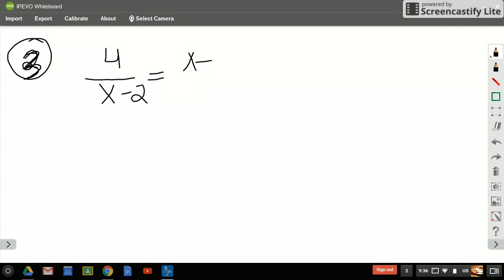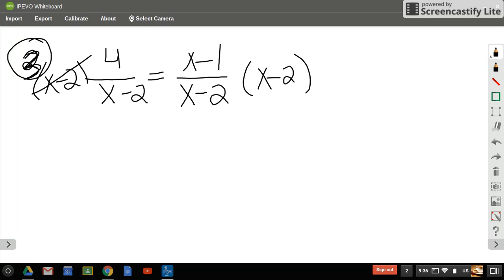And I want to show you a shortcut in case you find that you have a problem with this, this is number 3. If you have a problem that has a common denominator. So if we have a common denominator, that's going to actually save us a lot of work. Because here we can just get rid of the denominators by just multiplying each side by x minus 2, which cancels out those denominators. So this makes this problem a lot easier.